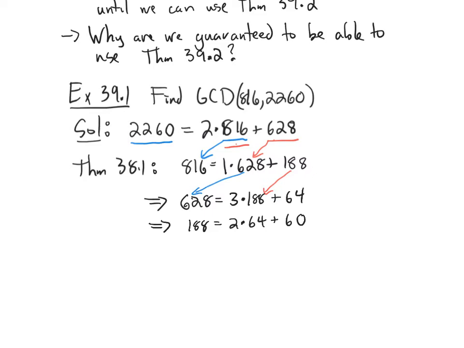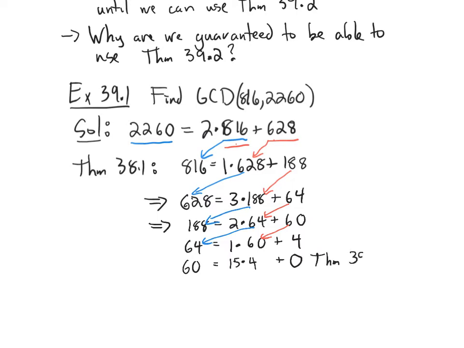And now we can write 64 as 1 group of 60 plus 4. Again, let me just draw these arrows in so we know where everything's going. All the divisors become dividends. All the remainders become divisors. Then how many groups of 4 can we make from 60? We can make 15, in fact, with a remainder of 0.